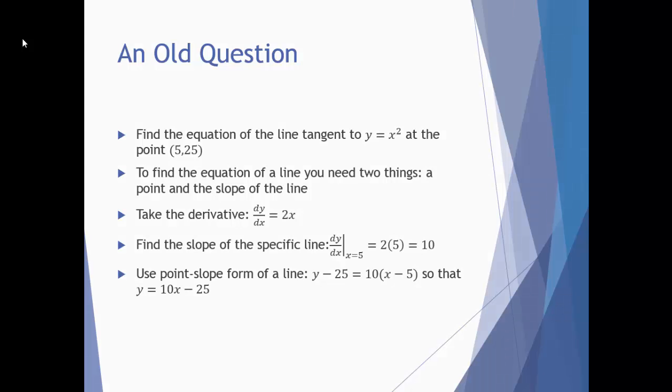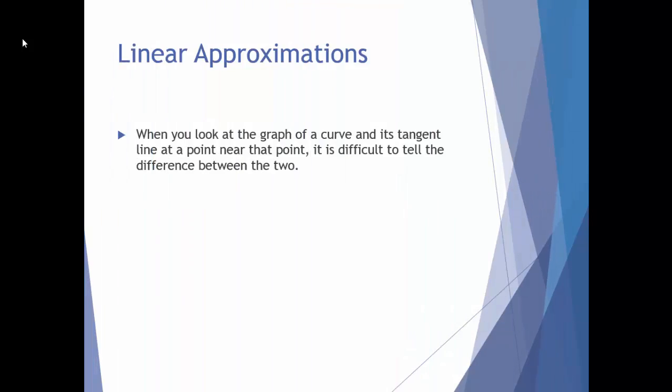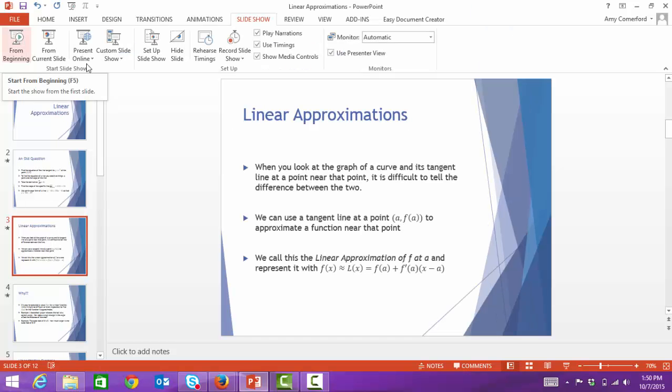So once we've taken a look at that, we want to be able to talk about linear approximations. Now what does the slope of a tangent line, or the equation of a tangent line, have to do with a linear approximation? Well, it turns out that when you look at the graph of a curve and its tangent line at a certain point, and you're looking near that point, it gets really difficult to tell the difference between the curve and its tangent line. Let me show you what I mean.